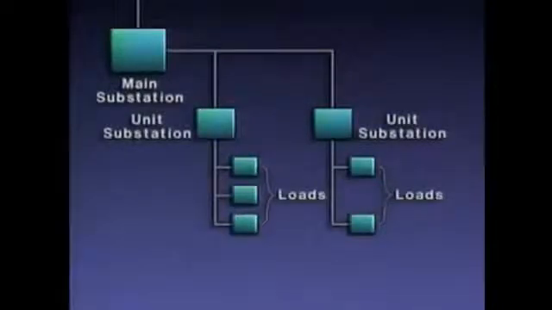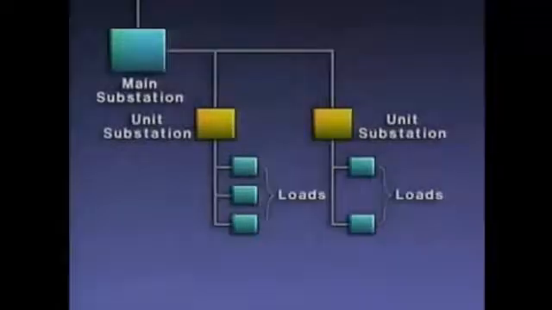The system represented here has a main substation, which takes incoming power and reduces its voltage, as well as two smaller substations called unit substations. The unit substations reduce the voltage from the main substation to levels that parts of the plant can use. The distribution system also has various loads. Load refers to a circuit or piece of equipment that uses the electric power. The electric power flows through the system along different paths or circuits.